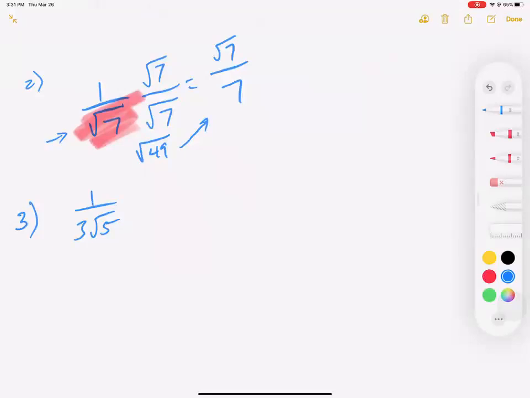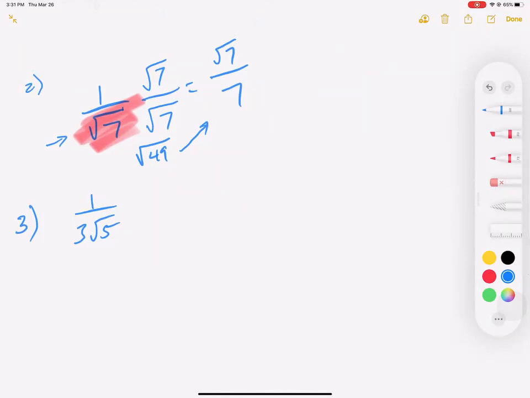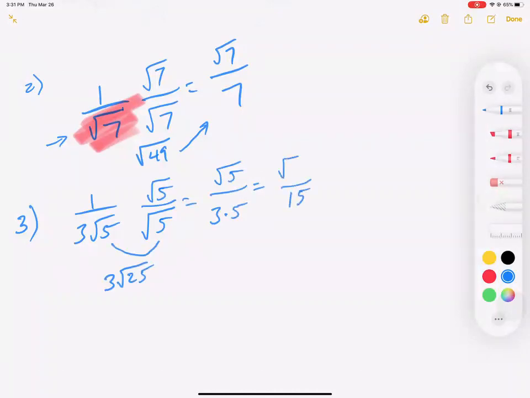Instead, we're going to multiply by just square root of 5. Remember, you get to choose what you want to multiply. And if I say only the square root of 5, hey, a square root of 5 times square root of 5 is a square root of 25. And we know what the square root of 25 is. That's just going to be 5. And 3 times 5 simplifies. 3 times 5 is 15. And we just move the square root on top.